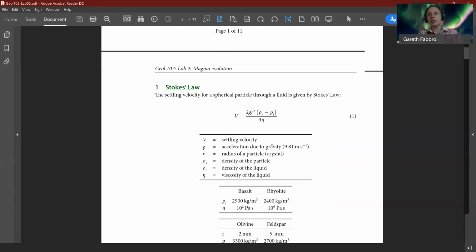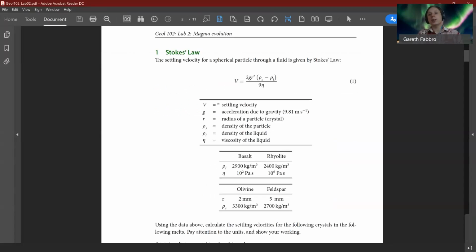So this is just here to remind you what all the terms are. So v is the velocity, what you usually want to know, how fast will the crystal that you're looking at settle. And remember that v is defined to be going downwards. So if you get a negative value, it's actually a crystal going the opposite way. So it's not going down anymore, it will be going up.